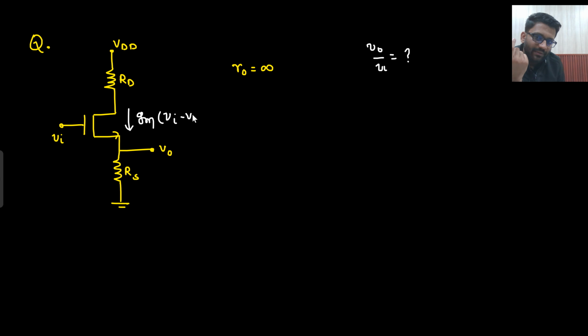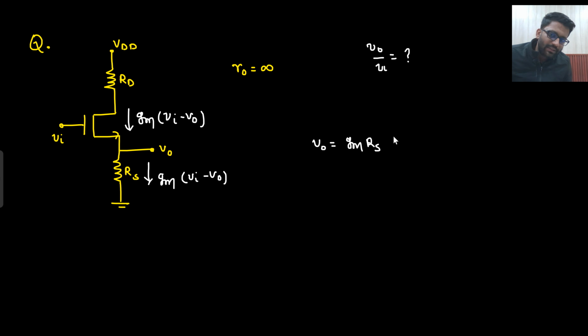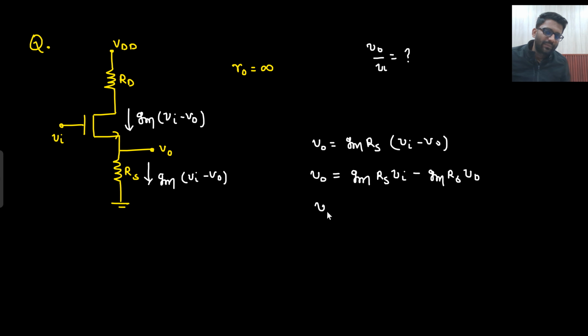Gm (V in minus V naught). Right? Gm (V in minus V naught). And the same current is flowing through RS. Gm (V in minus V naught). So can I write down V naught in this manner? This is how I can write down V naught. V naught is equals to Gm into RS (V in minus V naught). So what I am getting? V naught is equals to Gm RS V in minus Gm RS V naught. So what we are getting?